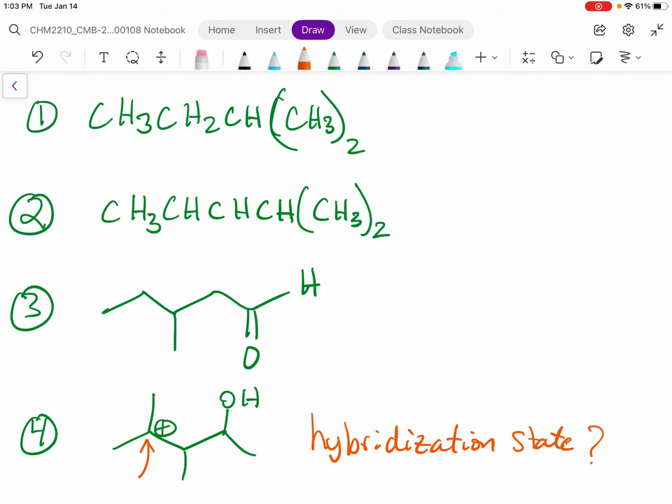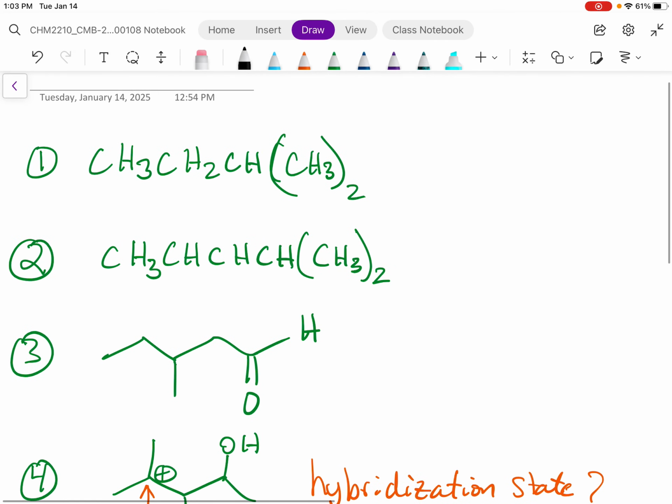Okay, let's go through this. So when I see problem 1, what I like to do is I just start numbering the carbons, 1, 2, 3. And once I get to a parentheses, that's kind of where I stop. And so I'll just draw those 3 carbons.